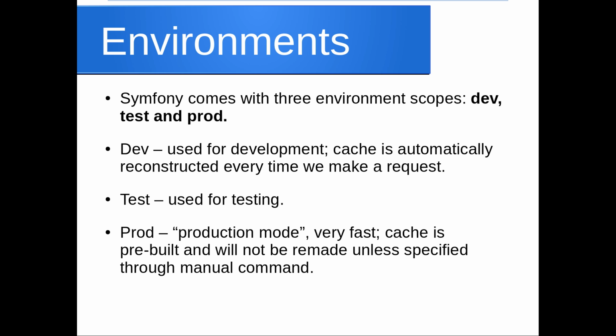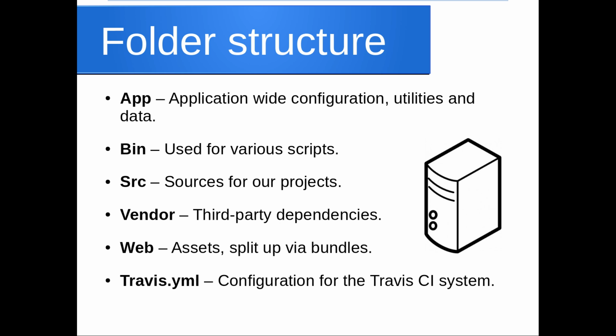Functional testing is also running in the same mode. Production is used for actually running the project in production mode. It is very fast because the bytecode cache is instantiated and we have very small performance overhead. Important is the fact that the cache must be pre-built and will not be remade unless specified by a manual command. So what this means for us is that if we deploy a new version of a project to a website, we must recreate the cache, or else everyone that's visiting the website will still just see the old version.